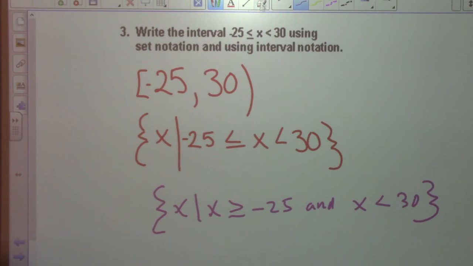Or another thing you can do instead of "and": a lot of times you'll see a comma. X is greater than or equal to negative 5, comma, x is less than 32. So that's possible too. So yeah, there are different ways of getting things correct. And I hope that's a takeaway from this. Do you follow along with what Logan's saying there? Okay, I hope you do.